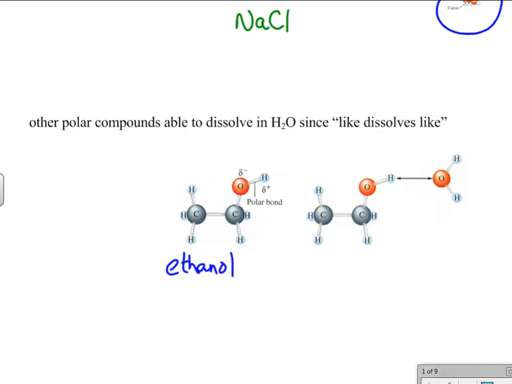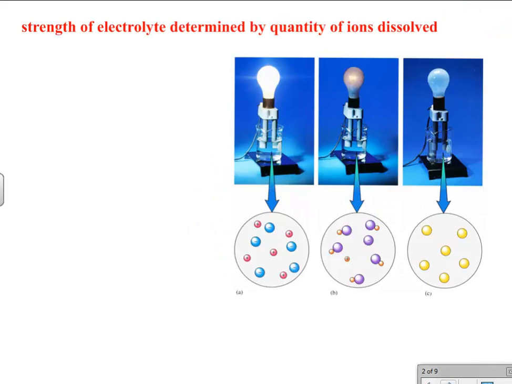Things that are not polar, things that are not ionic, will not dissolve in water. Things like oil, kerosene. So here is ethanol, and this is the polar end of the ethanol molecule. It is attracted to the polar water molecule, and the hydrogen end on the ethanol is attracted to the oxygen on the water molecule.